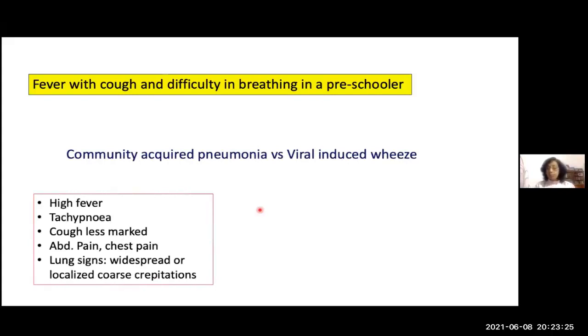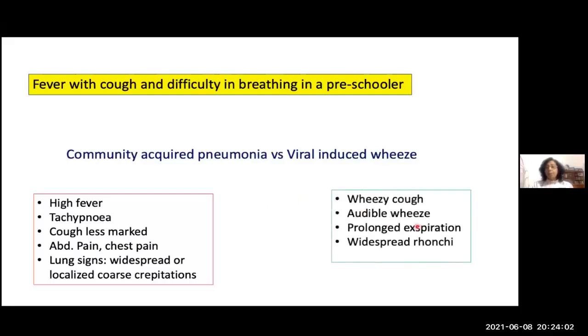Right. So in a pneumonia, again, high fever and tachypnea are the important features, whereas cough may be less marked in an older child. Such a child may complain of abdominal pain due to diaphragmatic irritation or pleuritic type of chest pain, right? And you may find widespread or localized coarse crepitations depending on the extent of the lung involvement. Now, in contrast, in viral-induced wheeze, a child will present with a wheezy cough, and you might hear the wheezing noises, and you will also appreciate prolonged expirations and widespread rhonchi in such a child.